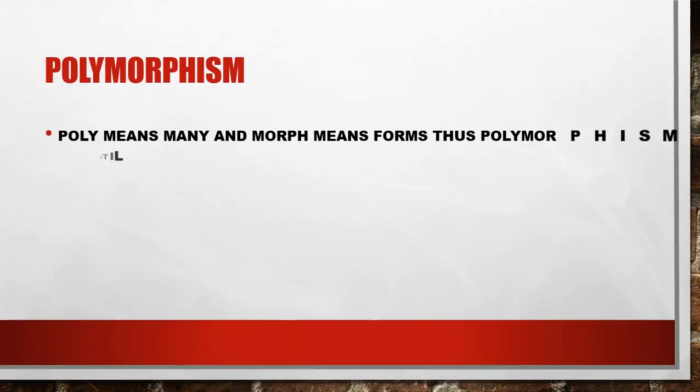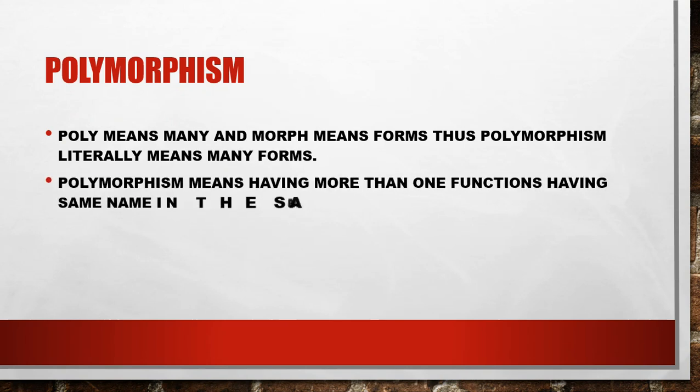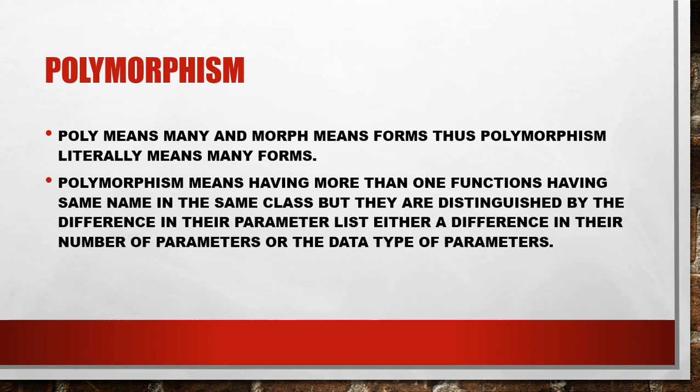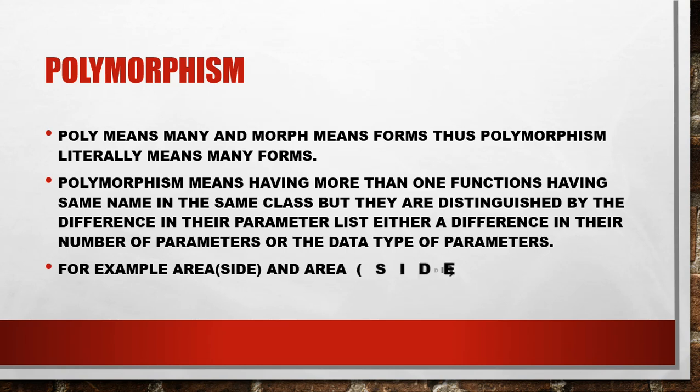Secondly, polymorphism. Poly means many and morph means forms, thus polymorphism literally means many forms. Polymorphism means having more than one function with the same name within the same class, but they are distinguished by the difference in their parameter list, either a difference in their number of parameters or the data type of parameters. For example, take 2 functions, area(side) and area(side, side). Here the first area has only one parameter and is for calculating the area of a square, while the second area function has 2 parameters and is for finding the area of a rectangle. This is an example of polymorphism.